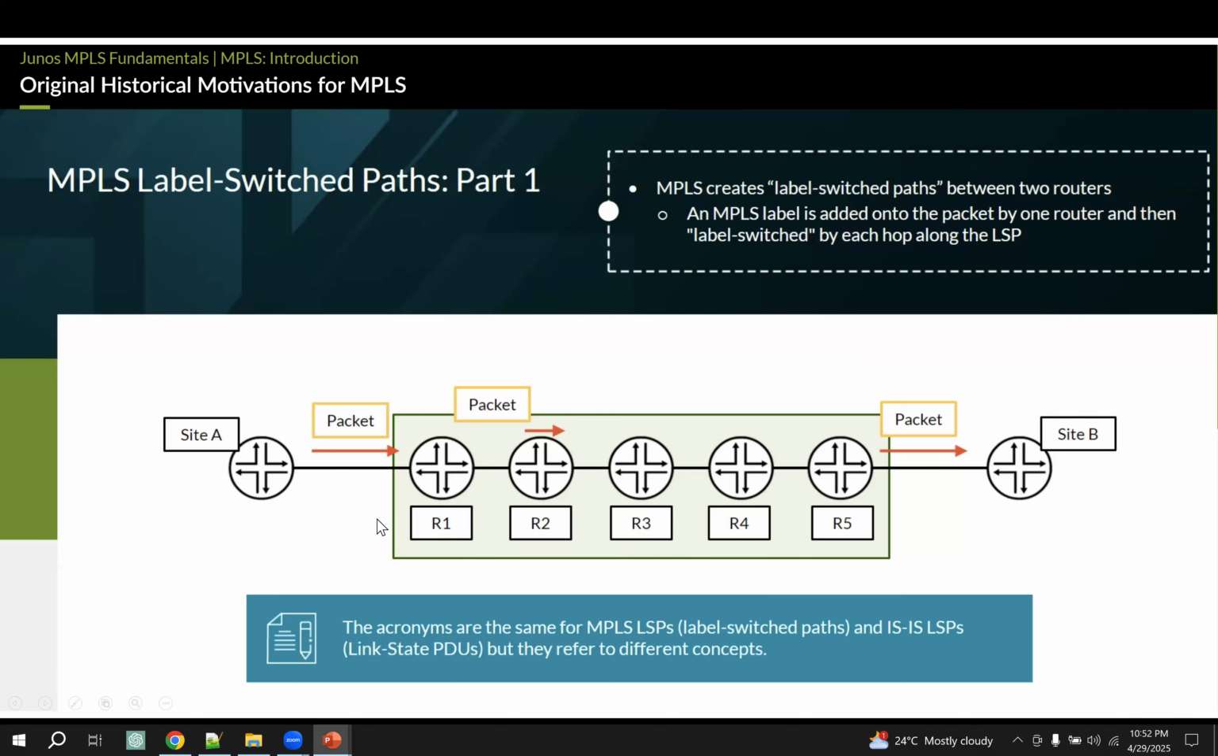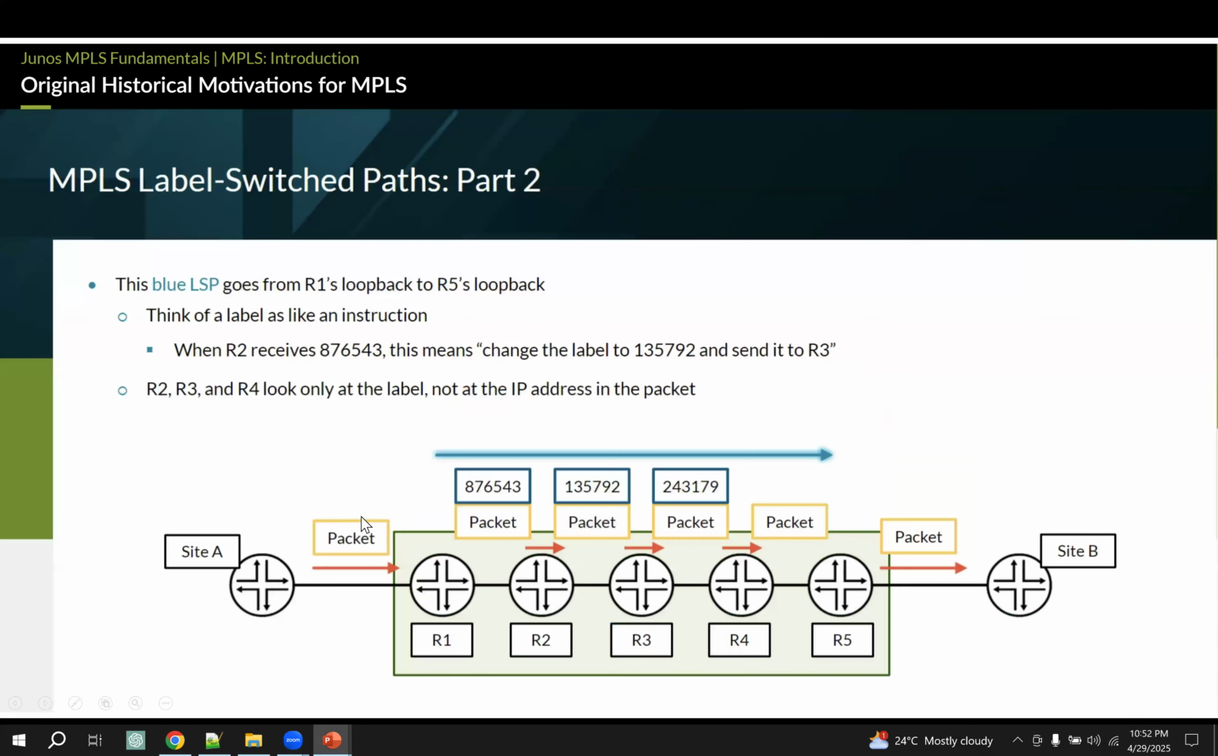So LSP will add this advantage. This is the MPLS basic function. If you consider the ingress router, just one label is inside.